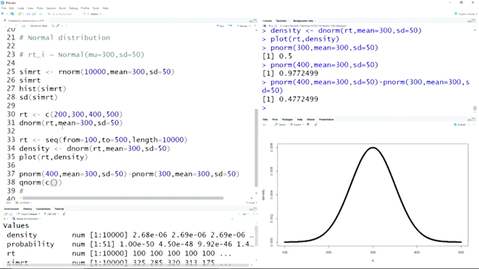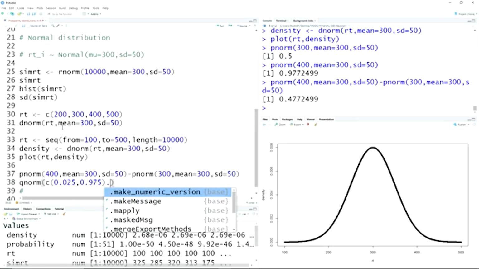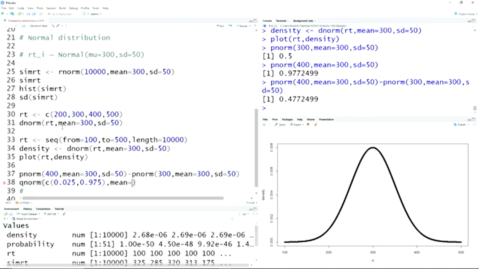So how do I do that? I can do it like this. I would write the quartiles here. So I want probability mass between 0.025 and 0.975. So basically this 95% region, middle region, right? From a normal distribution with mean 300 and SD 50.